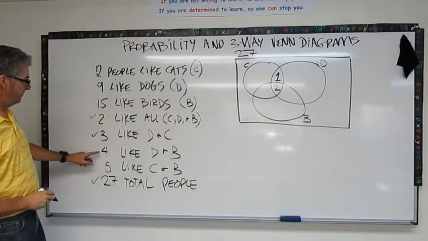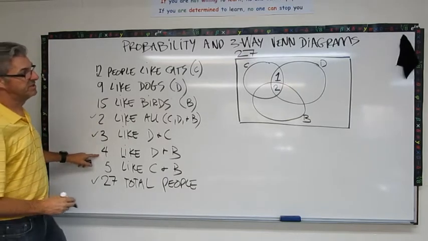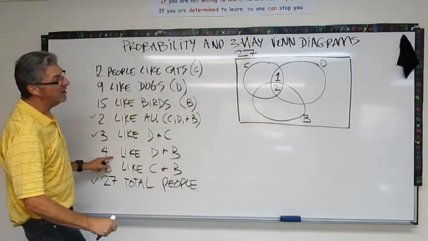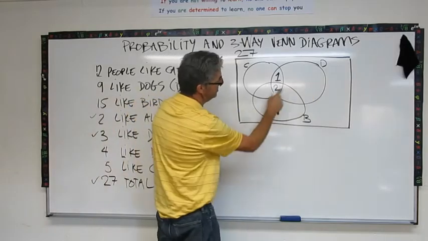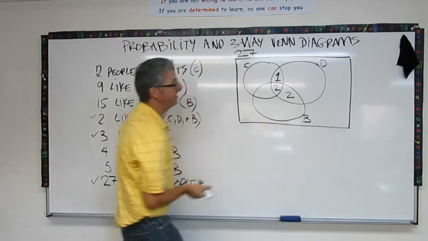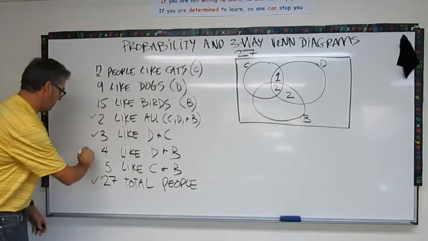How about this one? Like dogs and birds. So that's dogs and birds. And how many people? It's 4. So dogs and birds would be this. So if there's already 2 here, then there has to be 2 there. We're making progress. Got that one.